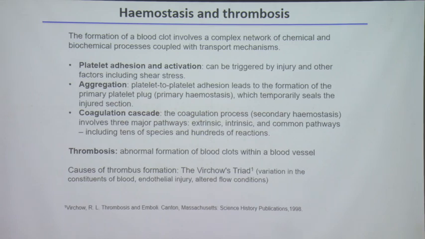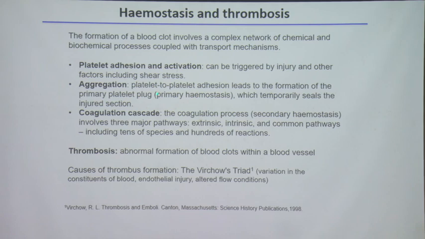Now, the formation of blood clots involves a very complex network of biochemical processes, and it is also coupled with transport mechanisms. But generally speaking, this involves three stages. The first stage is platelet adhesion and activation. We said earlier that activation of platelets can be triggered by injury to the vessel, and it can also be triggered by other factors relevant to flow, for example shear stress. And the second stage is aggregation.